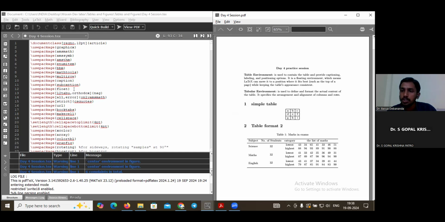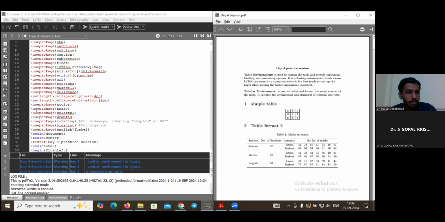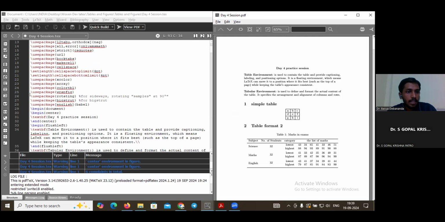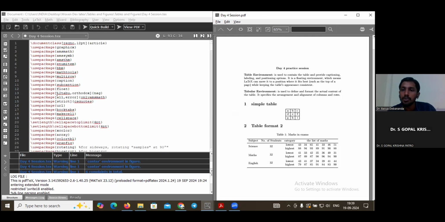\usepackage{float}, if you want to place a figure at any side of the page, then you need float. Also, if you want to color the table, \usepackage{colortbl}. \usepackage{rotating}, if you want to rotate the text, you can use this package. These are the packages mostly we use to create a table or figure.